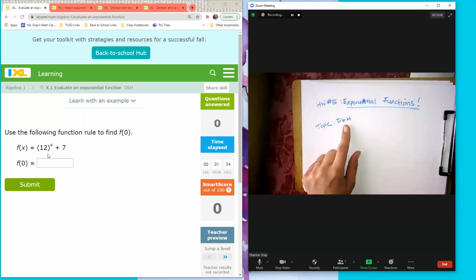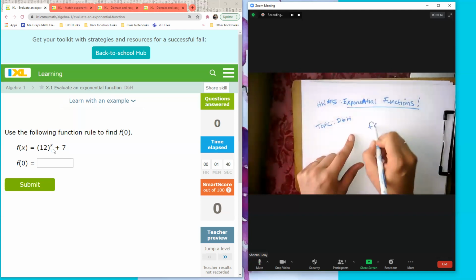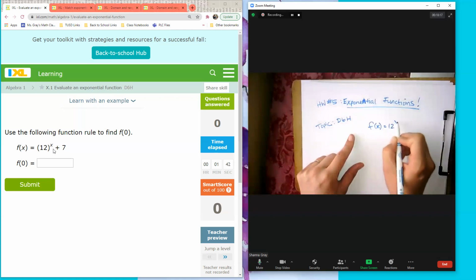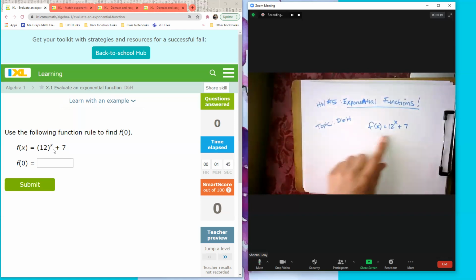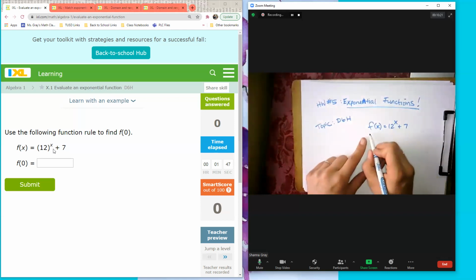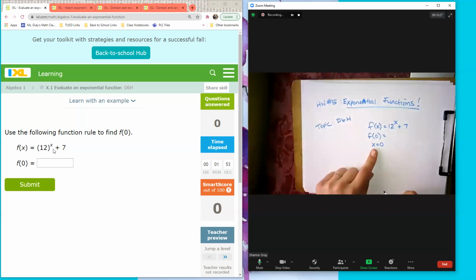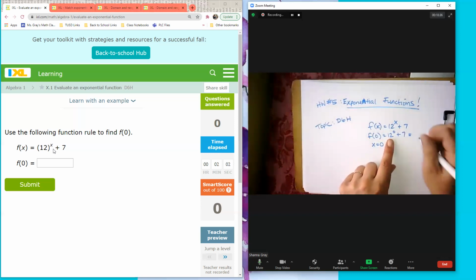So an exponential function has the x in the exponent, which is why it's called exponential. So like this, 12 to the x power plus 7. So x is the exponent. And so if it says find f of 0, it's really saying change out the x for 0 and figure out what you end up with. So if I do that, 12 to the 0 power plus 7. Anything to the 0 power is 1. So this is really 1 plus 7, which is 8.